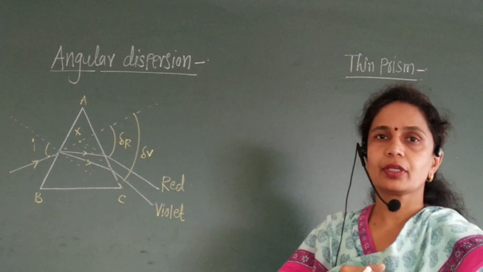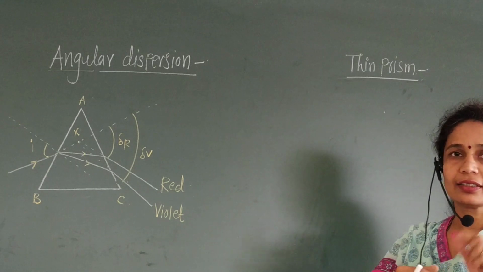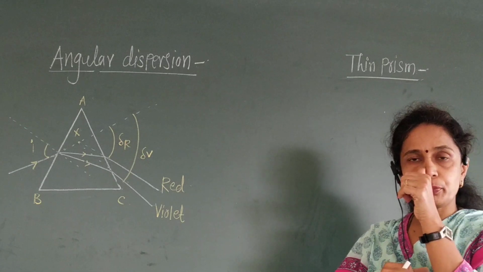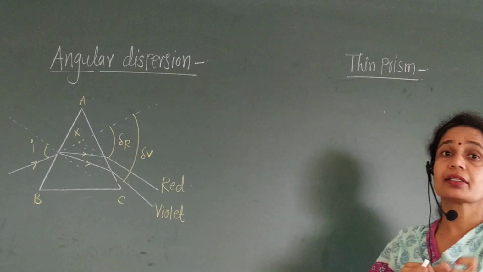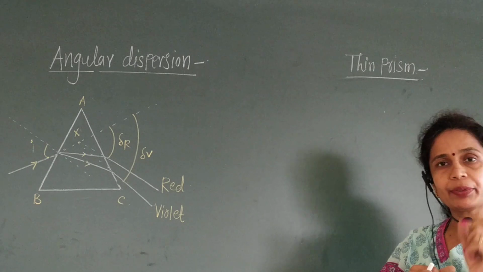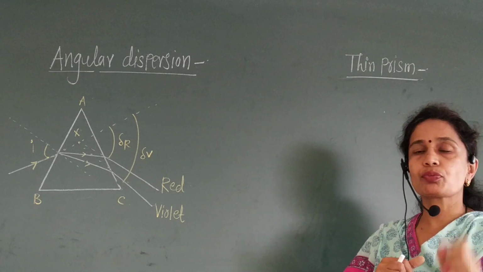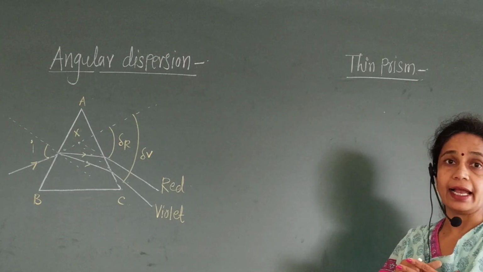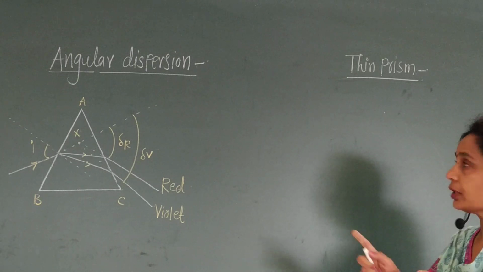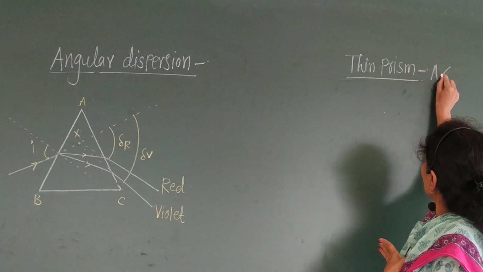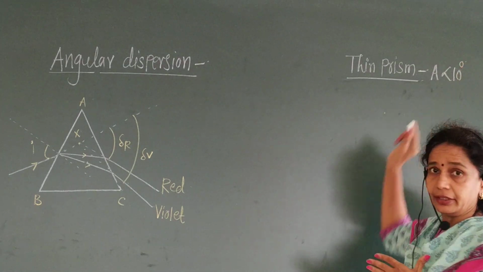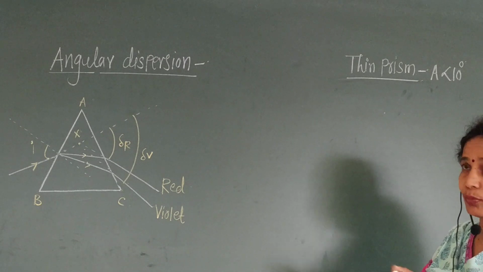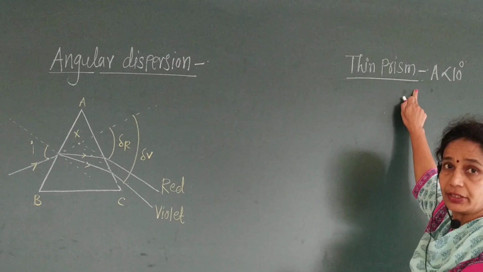Welcome student. Next point is thin prism. There are different types of prism. One of them is the thin prism. A prism having a very small refracting angle is called a thin prism. That is, A is less than 10 degrees. Therefore, the refracting angle is very small for a thin prism.